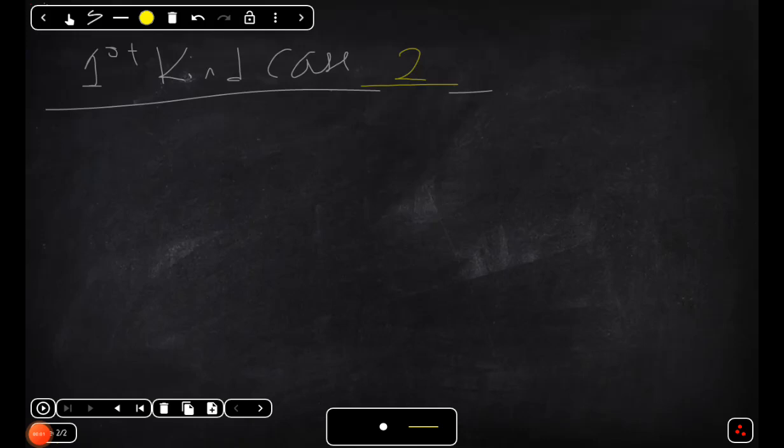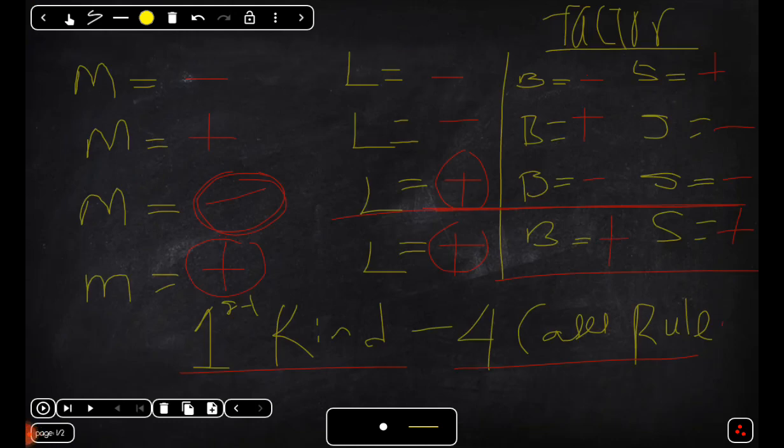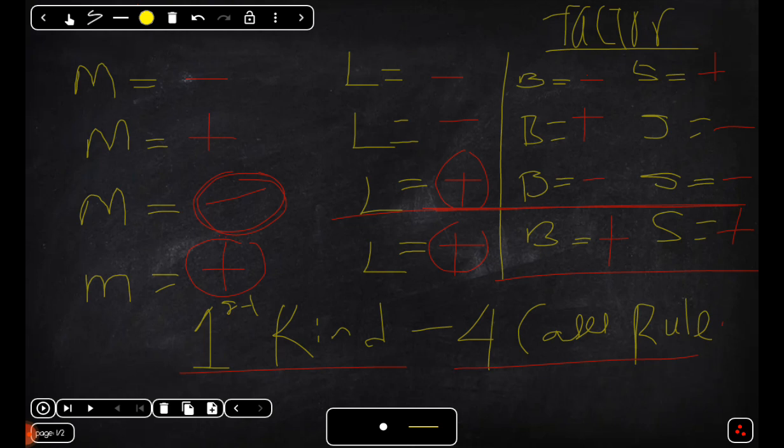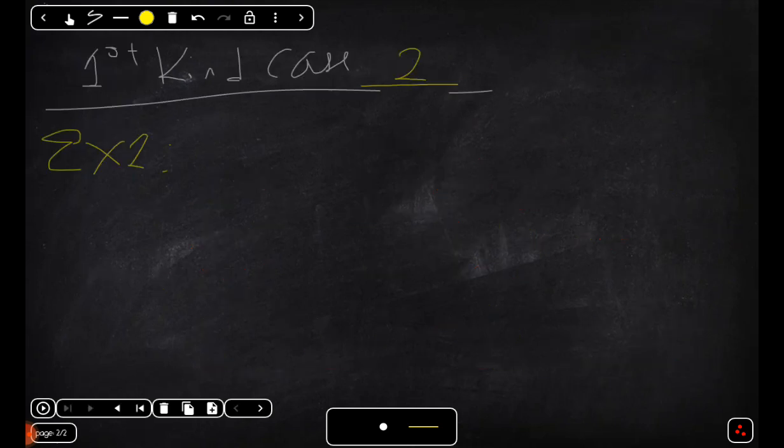So students, now we want to take an example on the first kind, but case 2. Remember, case 2 is where the middle number is positive and the last term is negative. So let's take a quadratic equation example like that, where the middle is positive and the last is negative.